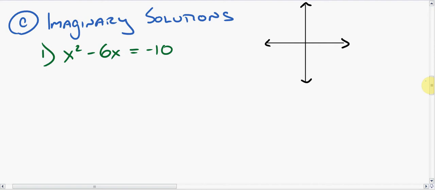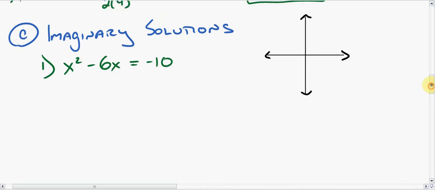This is 4.8 part 3, where we are going to graph a quadratic equation using the quadratic formula. And we're going to see that we're going to have imaginary solutions. And you're actually going to have two imaginary solutions. So let's add that in here. We have two imaginary solutions.